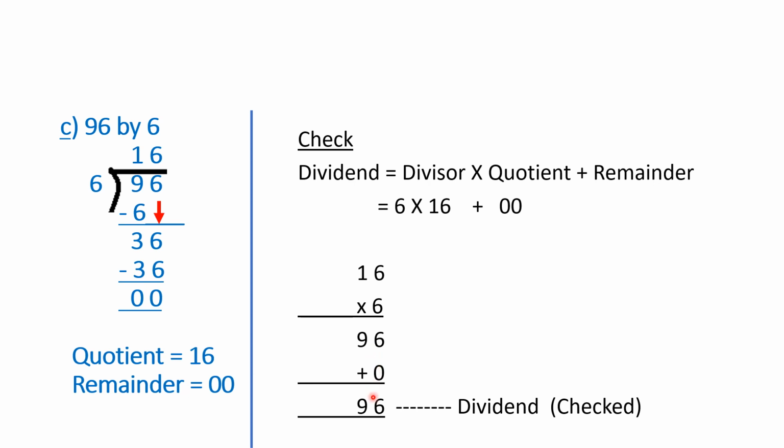Very good. Okay. Now tell me, are you getting the same dividend? Yes. Just check it. Are you getting the same dividend? Yes. Here is 96, no? And here also finally we are getting 96. So both are same. So we are getting the same dividend. So our division is correct. So you write here checked.